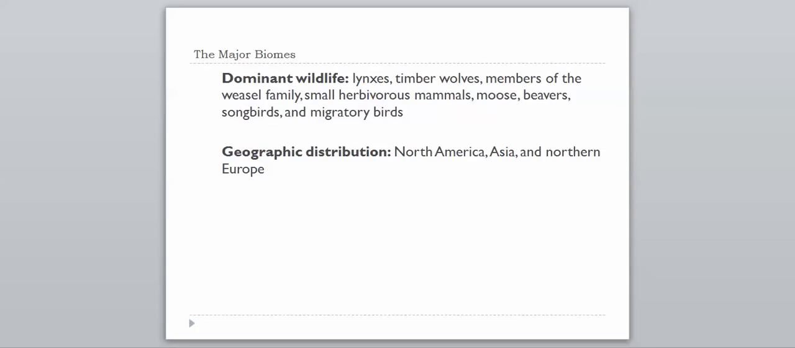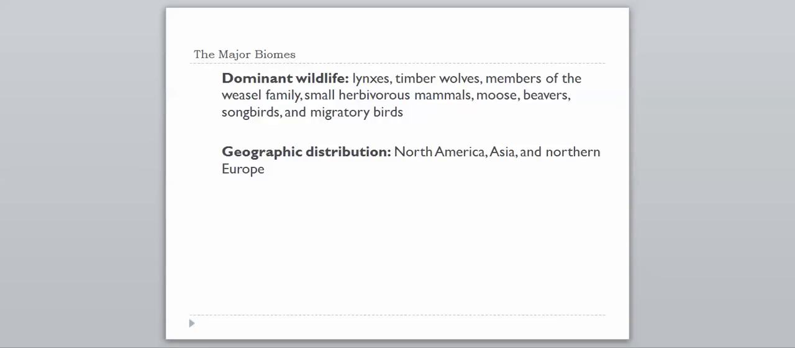And our dominant wildlife include what are known as lynxes, which is similar to a bobcat, timber wolves, members of the weasel family, small herbivore mammals, so things like maybe rabbits, squirrels, things like that. There's moose, beavers, songbirds, and migratory birds like ducks and geese. And the geographic distribution is found in North America, mainly Canada, Asia, and Northern Europe is where we're going to find this.